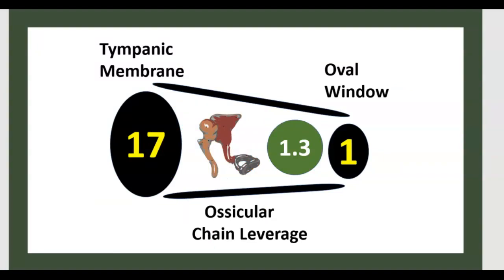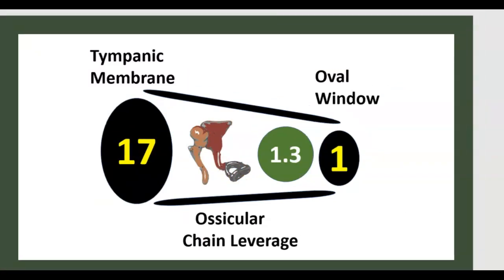What is the function of the middle ear? The function of the middle ear is to collect sound compressible air energy from the large tympanic membrane and amplify this energy through the ossicle chain to apply the energy to a small window, to incompressible pressure. The tympanic membrane is 17 times larger than the oval window.